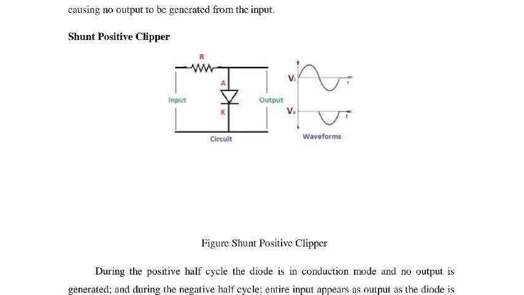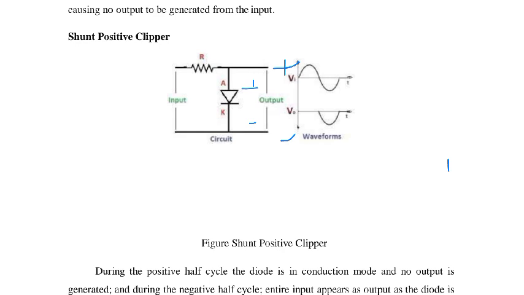In the previous circuits, the output voltage polarity and the diode polarity were opposite. Right now, in the shunt positive clipper, the output voltage polarity and the diode polarity are the same. That is, the diode anode terminal is connected with the output voltage positive supply, and the diode cathode terminal is connected with the input supply. This is the shunt positive circuit.